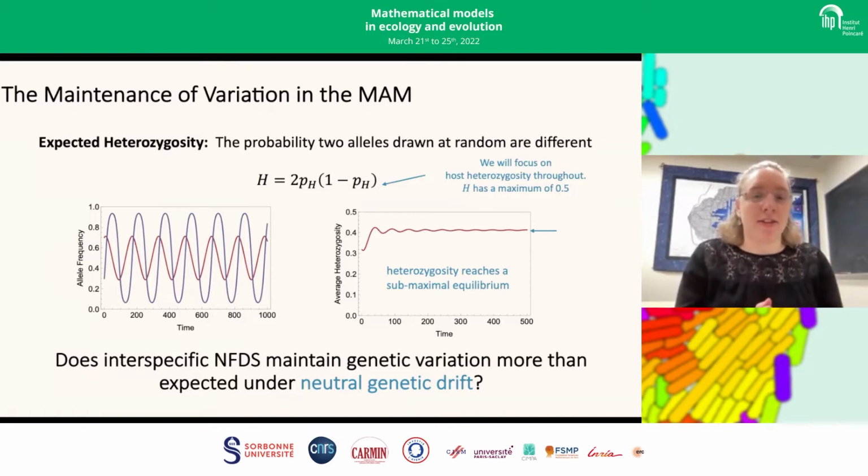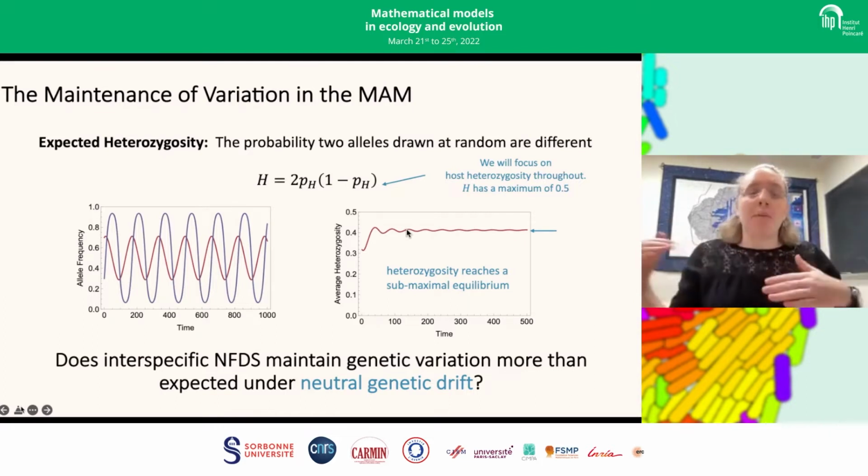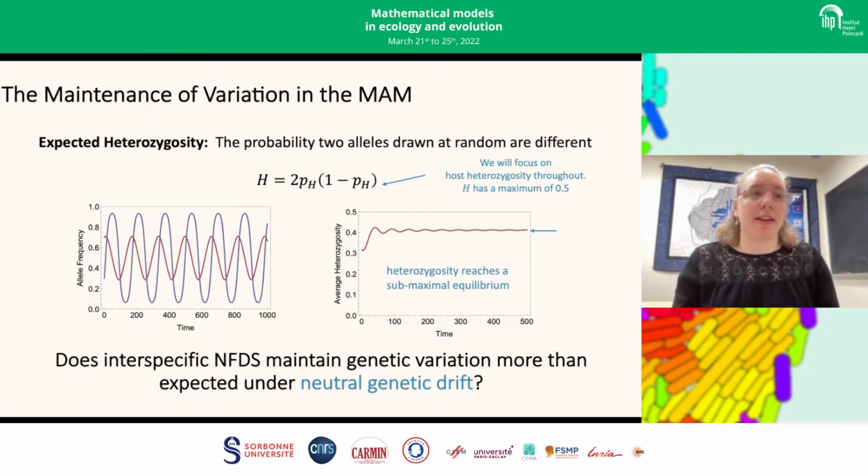So here is just those cycles again, but at a different initial condition. And if I measure heterozygosity, or specifically expected heterozygosity, the probability that if I draw two alleles from this population at random, that those alleles are different, that expected heterozygosity, if I quantify it through time, and in particular, I'm going to focus on the host heterozygosity, and I calculate the average heterozygosity in the population, the time average heterozygosity, I notice that it fluctuates up and down, but over time, it approaches a stable equilibrium state. And in particular, it approaches a state that is submaximal.